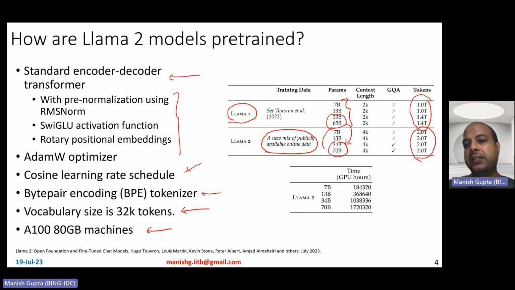The context length, as I mentioned earlier, has been doubled. So Llama 1 models were 2K in size. Now for Llama 2 models, this is the good news, you can actually afford a context length of 4K. And as I mentioned earlier, the Llama 2 models use grouped query attention rather than the standard multi-head attention. The Llama 2 models basically had a large carbon footprint while pre-training. So as you see, the Llama 2 70 billion model requires that many GPU hours on A100 80GB machines.